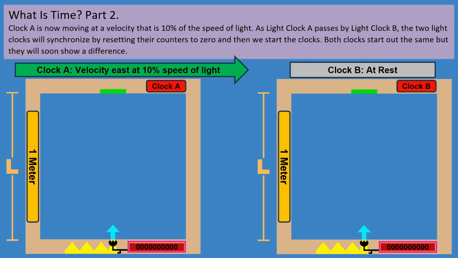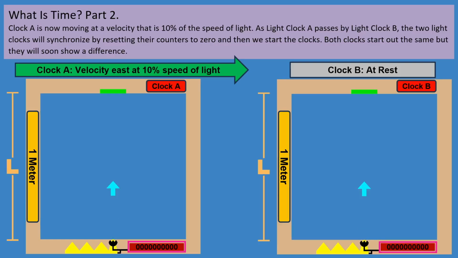Clock A is now moving at a velocity that is 10% of the speed of light. As clock A passes by light clock B, the two light clocks will synchronize by resetting their counters to 0, and then we start the clocks. Both clocks start out the same, but they will soon show a difference. And now we will step through the processes for both of the light clocks.